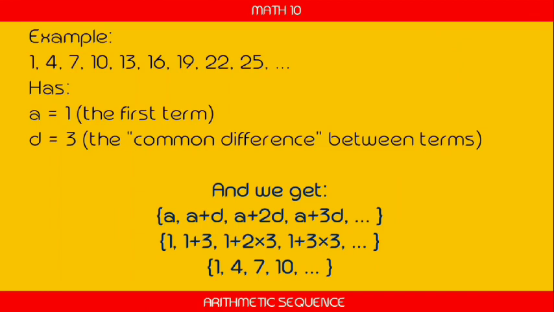And we get this: A, then A plus D, then A plus 2D, then A plus 3D. So that will be 1, and 1 plus 3, and 1 plus 2 times 3, and 1 plus 3 times 3. So the answer will be 1, 4, 7, and 10. Let's check. 1 plus 3 is 4. That is the second term. 1 plus 2 times 3: 2 times 3 is 6, plus 1 is 7. That is the third term. Next, 3 times 3 is 9, plus 1 is equal to 10. That is the fourth term. So this is consistent.